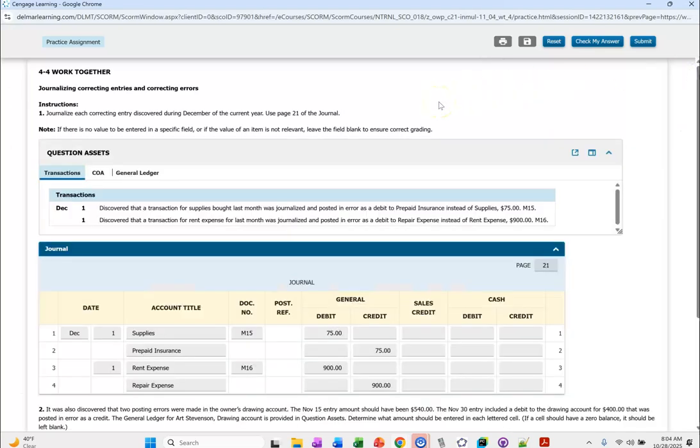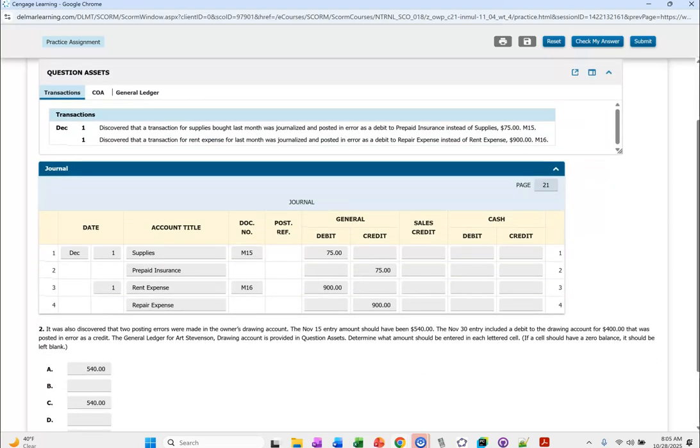So it says, journalize each correcting entry discovered during December of the current year. Use page 21 of the journal. If there is no value to be entered in a specific field or the value of an item is not relevant, leave it blank.